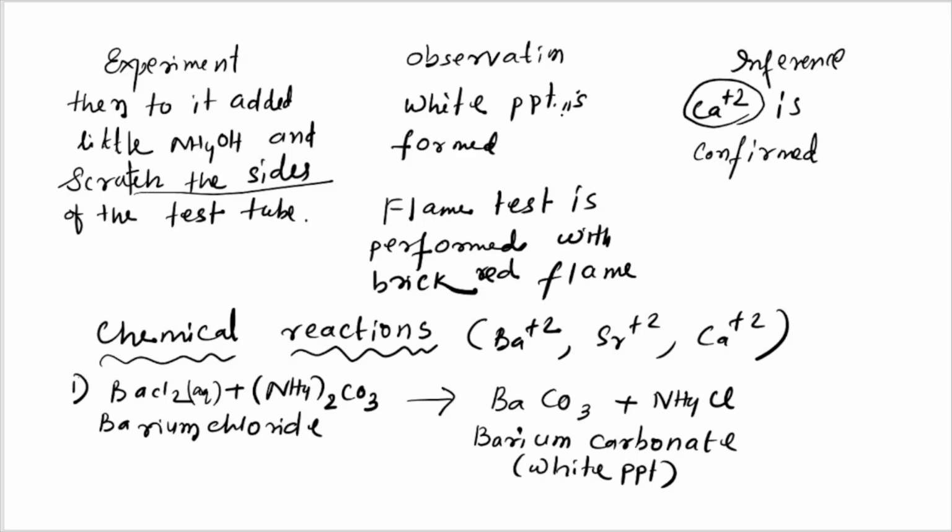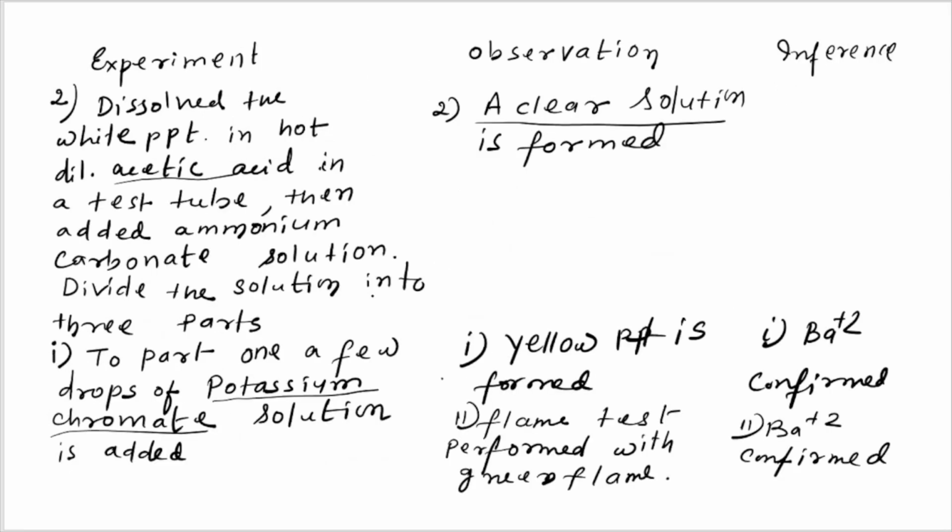The white precipitate, you remember this white precipitate. With the help of this white precipitate, a platinum wire dipped in HCl is shown to the flame, and a brick red flame is obtained, and that is due to Ca+2. Then again I want to explain repeatedly.